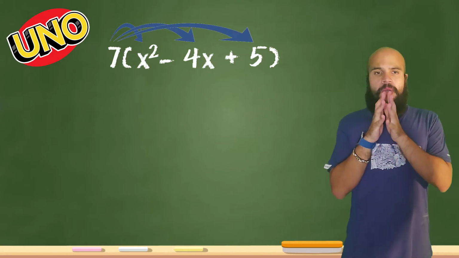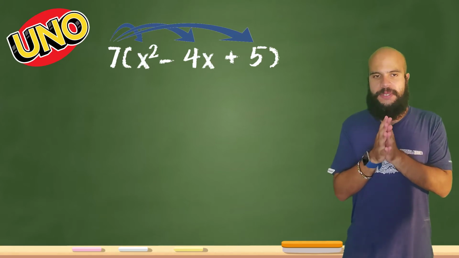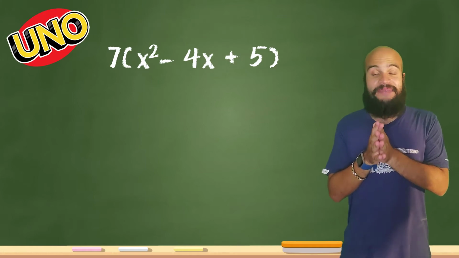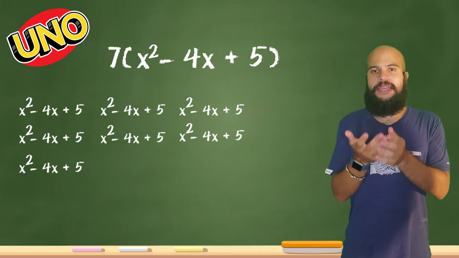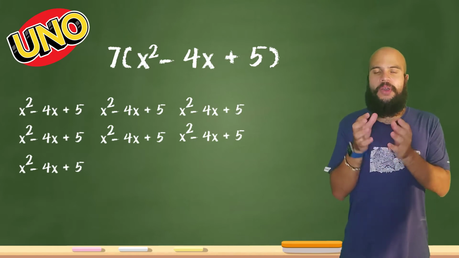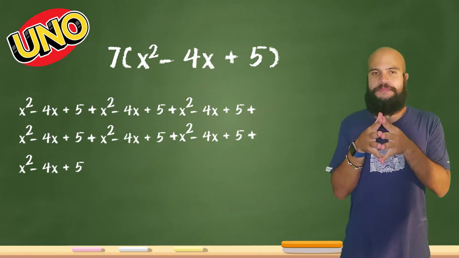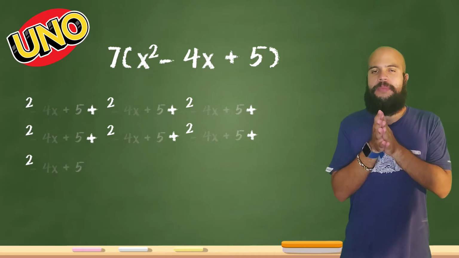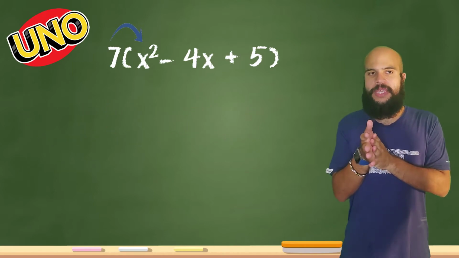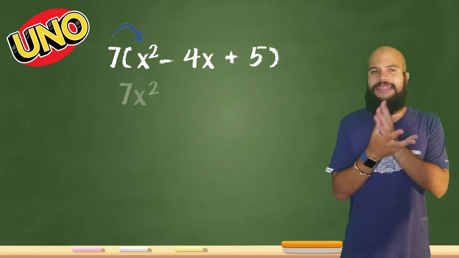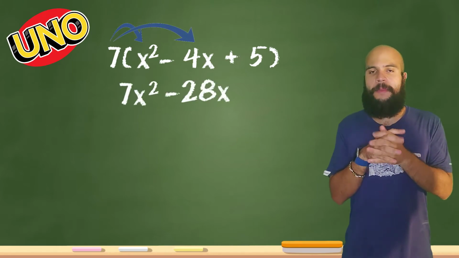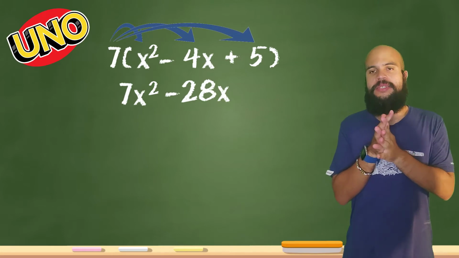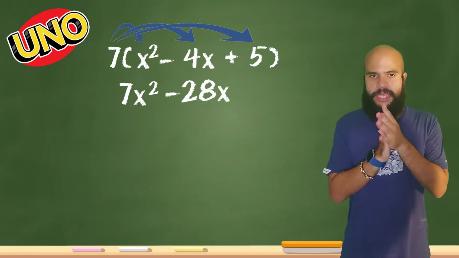So, we can look at this one of 2 ways here. You can look at this as having 7 copies of x squared, a negative 4x, and 5 all needing to be added together. Or you can simply apply the distributive property of multiplication, since we know adding the same value over and over again is the exact same thing as multiplication. So let's distribute using multiplication.